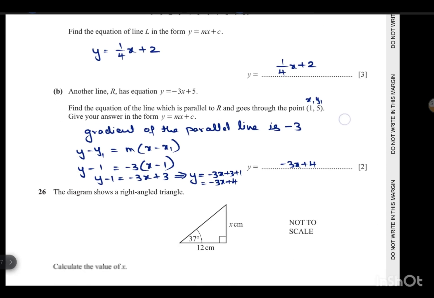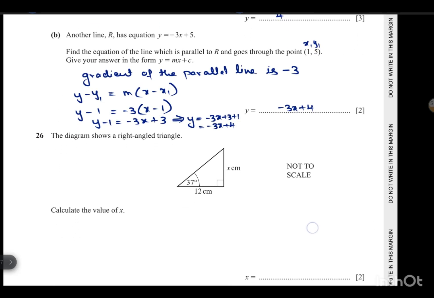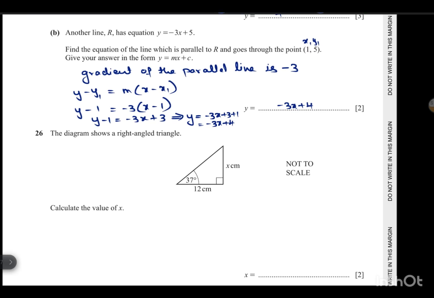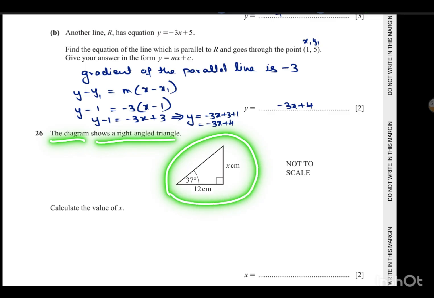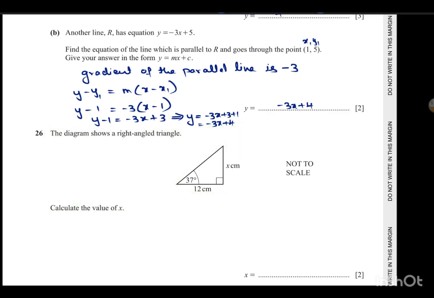Question number 26 now. The diagram shows a right angled triangle. This is the right angled triangle. Calculate the value of x. As you see, there is an angle given and one of the perpendicular sides is not given. So for this you always use the tan rule. So tan 37 is equal to opposite side by adjacent side, that is x by 12.